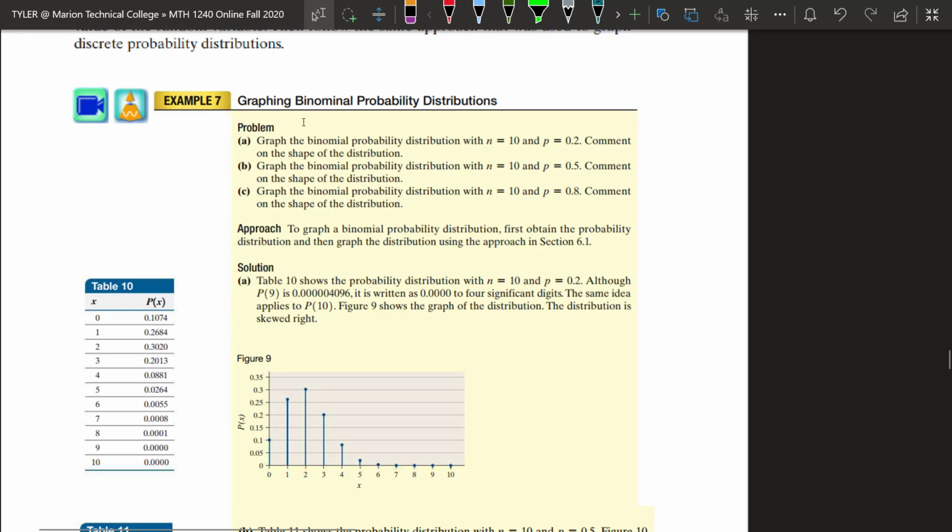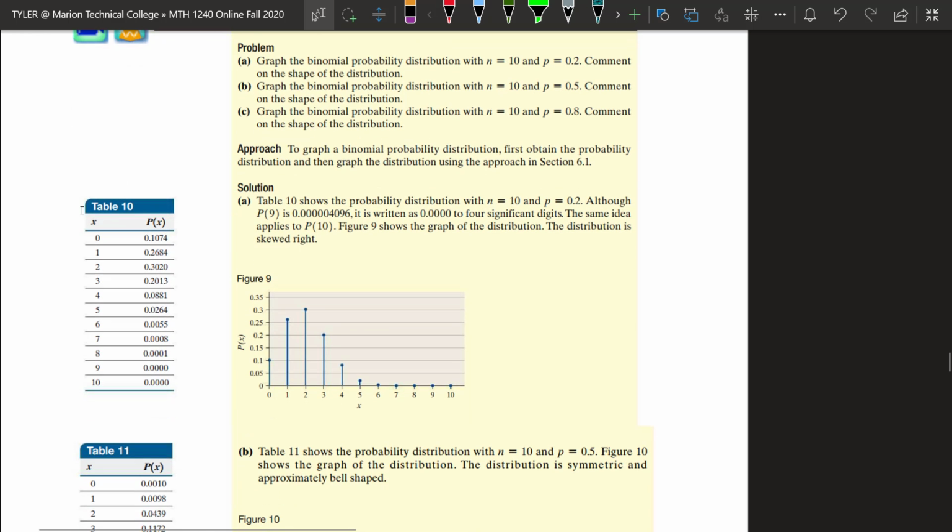In part A, it says graph the binomial distribution with n equals 10, p equals 0.2. What we have to do is get this table, where it takes all the x values, 0, 1, 2, 3, all the way up to 10, and we calculate each of those probabilities using the equation, StatCrunch, or a table that we've been using. Once you have all those values filled in, then you can make the graph, just like this.